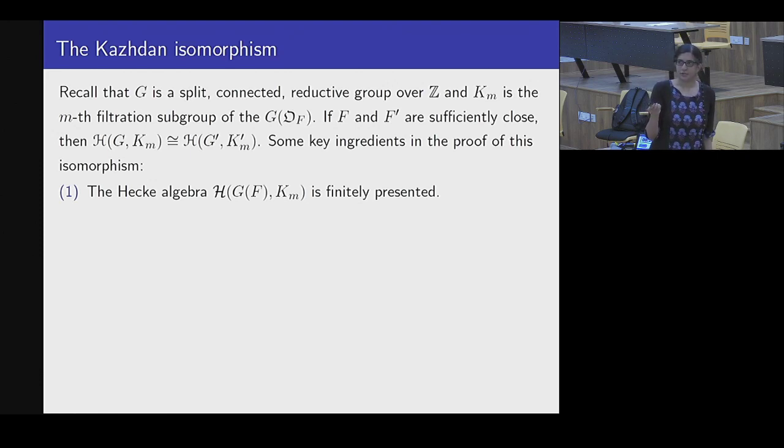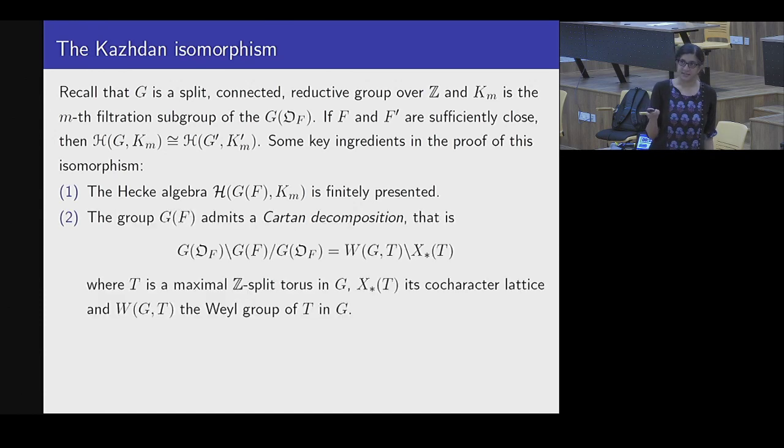It follows because one shows that this Hecke algebra is a module of finite type over its center, and the center is a finitely generated C algebra. So this Hecke algebra is finitely presented. The group G of F admits what is called a Cartan decomposition. So if you look at the double cosets of G of OF in G of F, it can be described via this quotient, where T is a maximal Z-split torus in G, X lower star T is its cocharacter lattice, and W of G,T is the Weyl group of T in G.